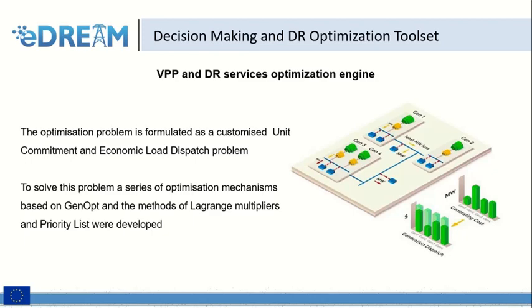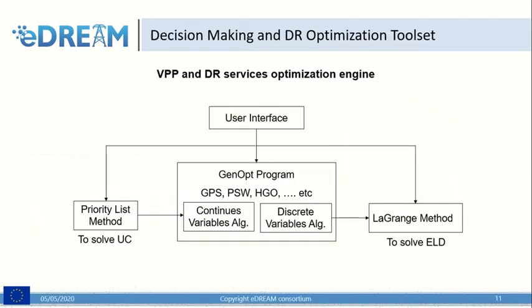To solve the optimization problem, a series of optimization mechanisms based on the GenOpt optimization program, the method of Lagrange multipliers, and priority lists were developed. GenOpt is a generic optimization program developed by Lawrence Berkeley National Laboratory, University of California. GenOpt has a library of various optimization algorithms such as generalized pattern search, particle swarm optimization, and hybrid global optimization. However, not all algorithms of the GenOpt program are able to solve problems that include both discrete and continuous variables.